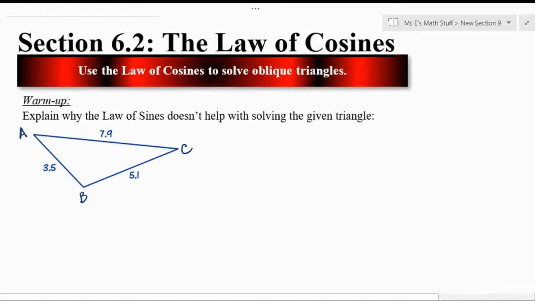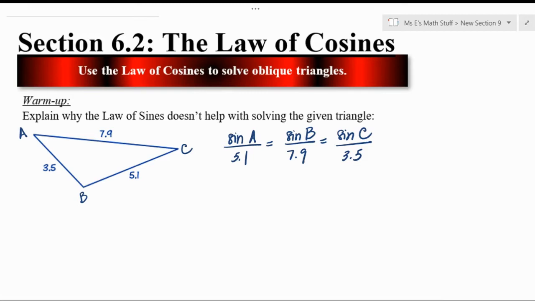All right, my friends, let's take a look. I've labeled this triangle with A, B, and C for the angles there. And so let's see what happens if you try applying the law of sines. Sine of A would go over 5.1. Sine of B would go over 7.9. And sine of C would go over 3.5. And as you can see, you can't get a complete ratio. And so any proportion that you choose from here, you'll end up with two unknowns.